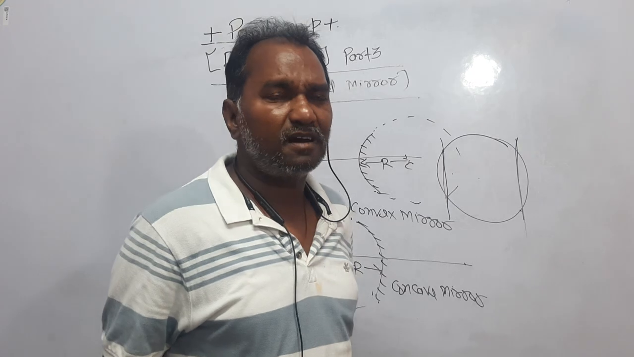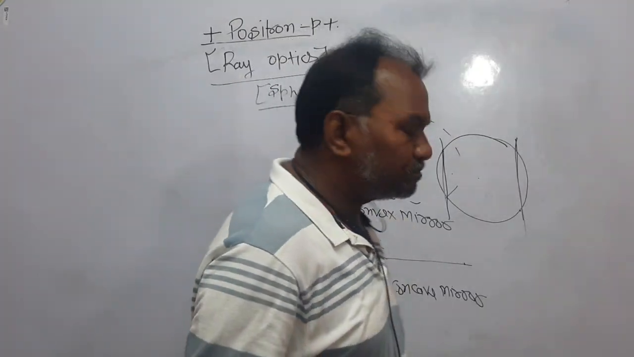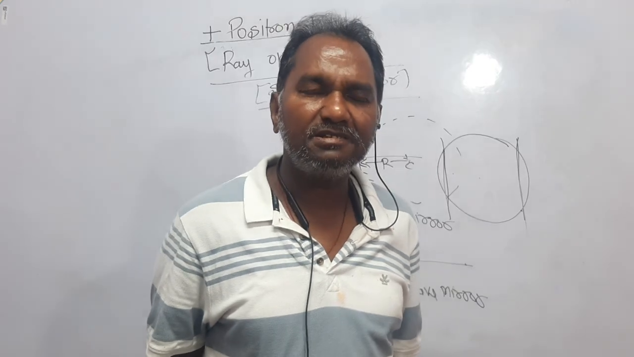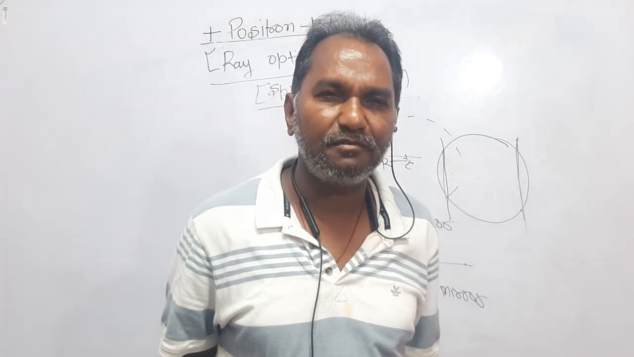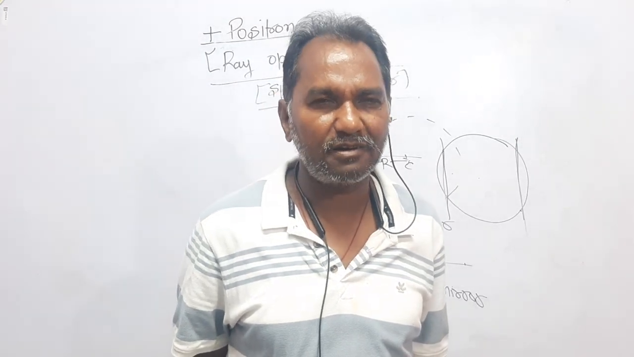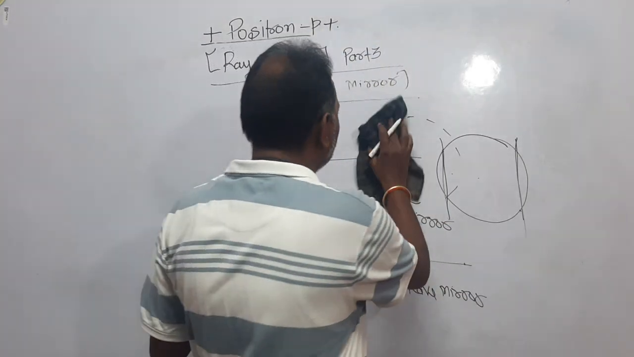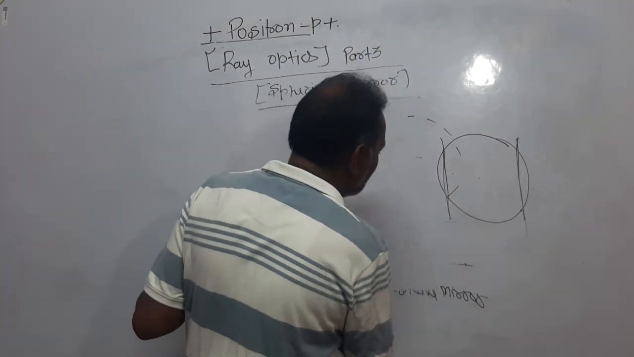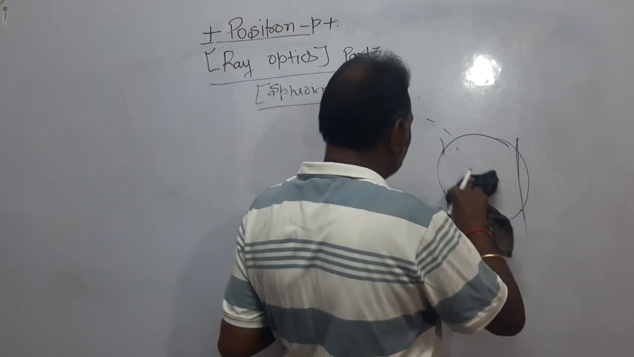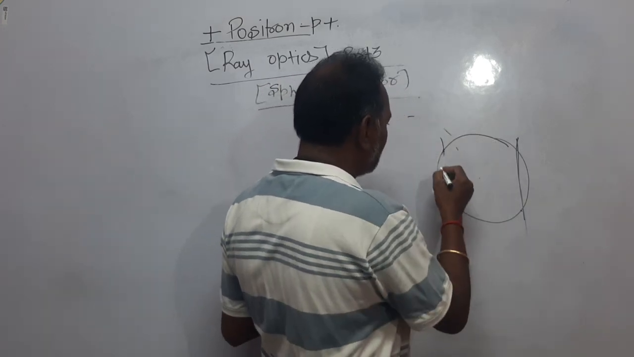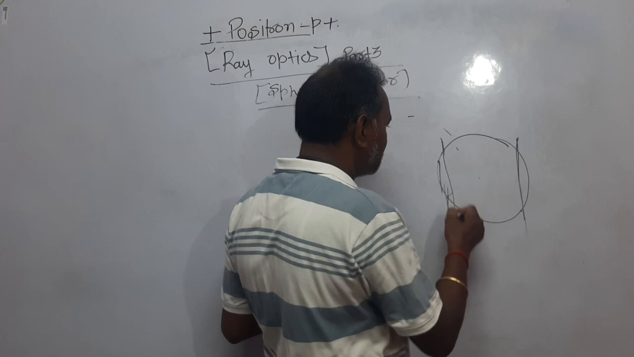Now dear students, sometimes we are a bit confused that a bigger mirror has a bigger focal length or radius of curvature, and a small mirror has a small radius of curvature. No, it is not that. Look here, I am telling you a very interesting fact. In this sphere, you can take this cross section or this cross section.